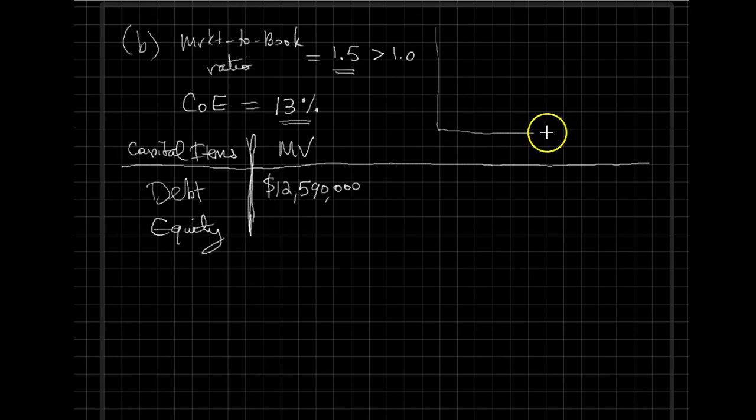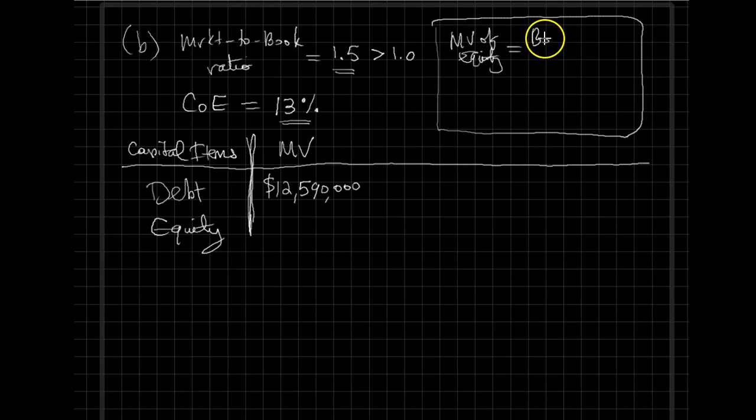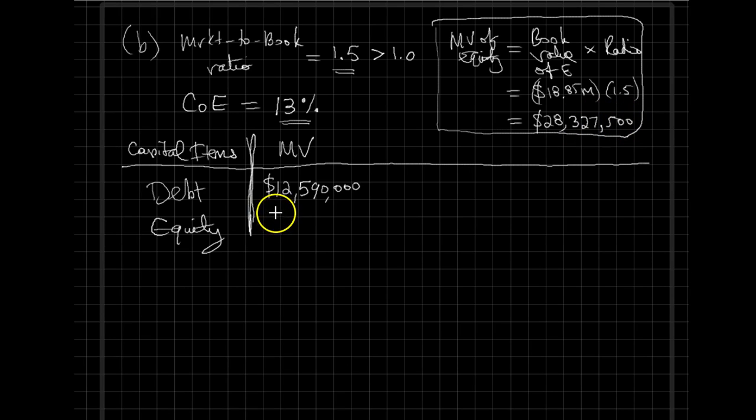So let me open a side box here. The market value of equity is equal to the book value of equity times the ratio. So the book value, if you recall, was 18.85 million. So you multiply it with a 1.5 market to book value ratio, you get that the market value of equity is now $28,327,500.